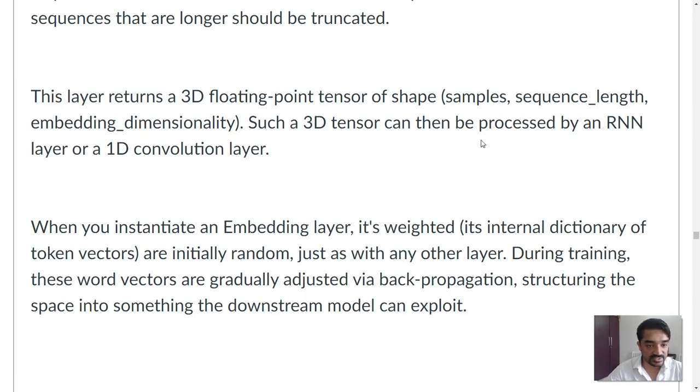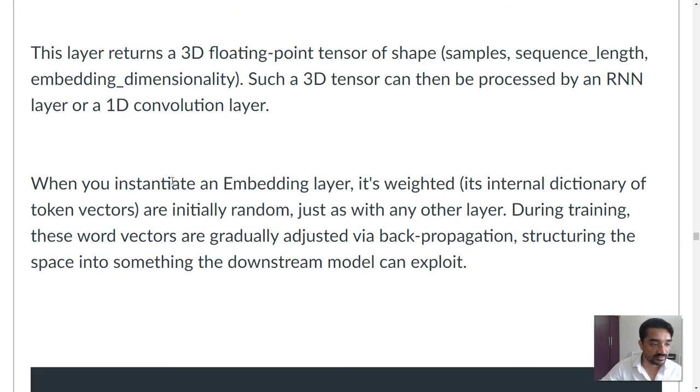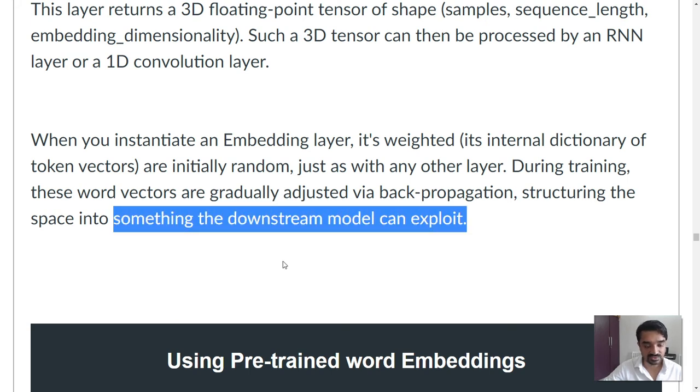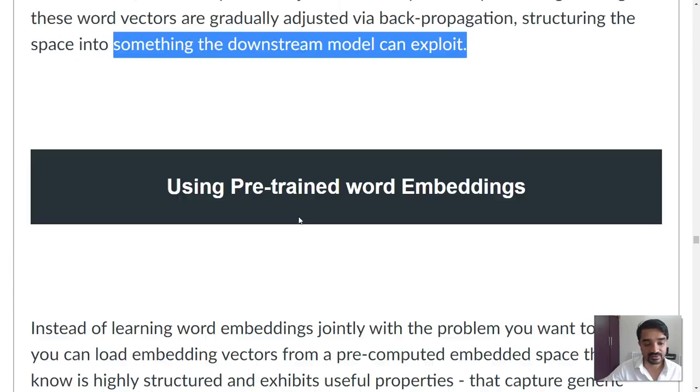Okay, now such a 3D tensor can be then processed by the RNN layer or the 1D convolution layer. Now, when you instantiate an embedding layer, its weights, its internal dictionary of token vectors, are initially random, just as with any other layer in neural networks. During training, these word vectors are gradually adjusted via backpropagation, structured into something a downstream model can exploit, right? This is very important. Something the downstream model can exploit. If your embedding layer is awesome, you don't have to train a lot, literally, you're going to see today.